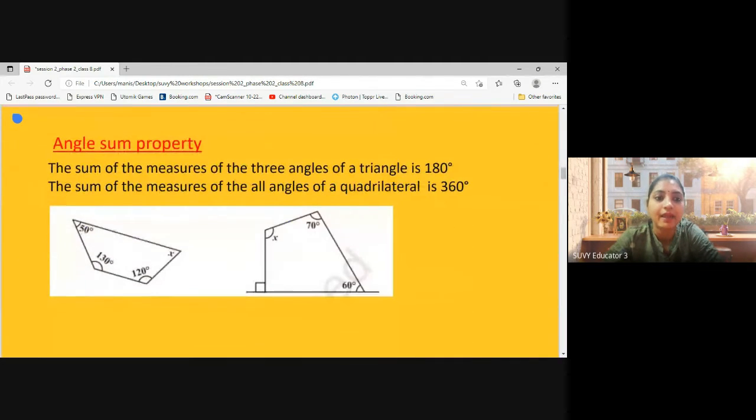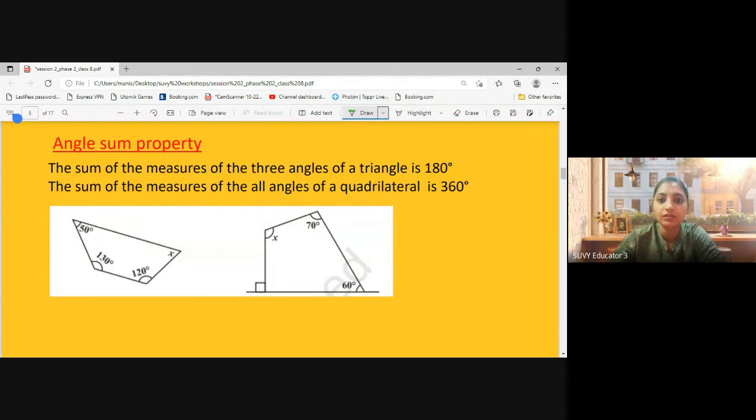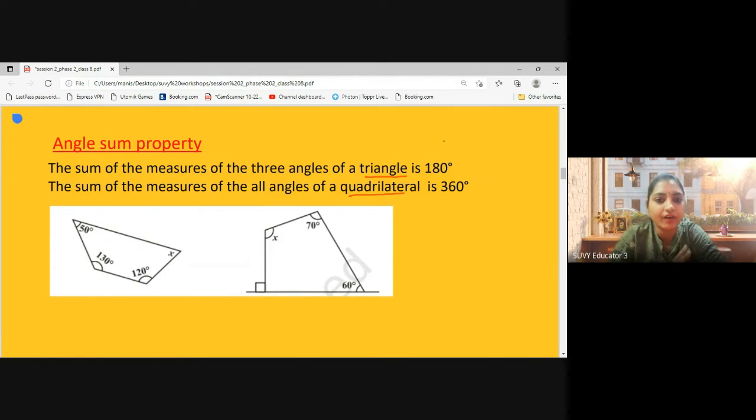See, next thing, angle sum property. When we are talking about angle sum property, we have two types. One is for a triangle, another is for a quadrilateral. In a triangle, how many angles do we have? 3. So the sum of measures of all three angles of a triangle is 180 degrees. This is the angle sum property for a triangle. Then again, the sum of all the angles of a quadrilateral is 360 degrees, because a quadrilateral is a figure with 4 points, 4 vertices, right? So see, let this question be 1 and this question be 2.